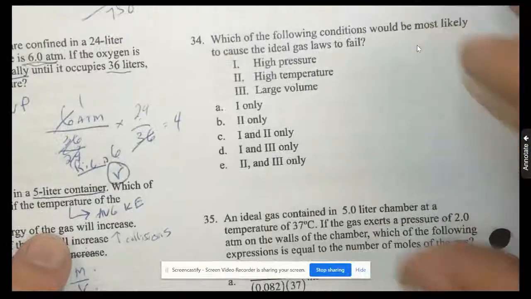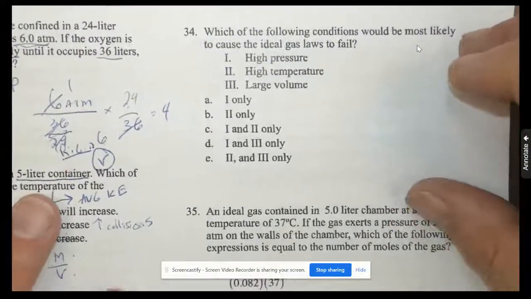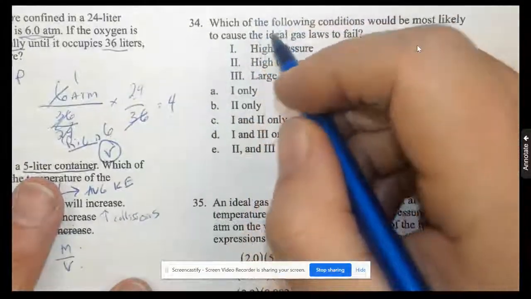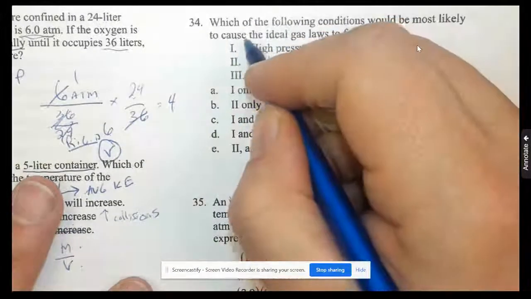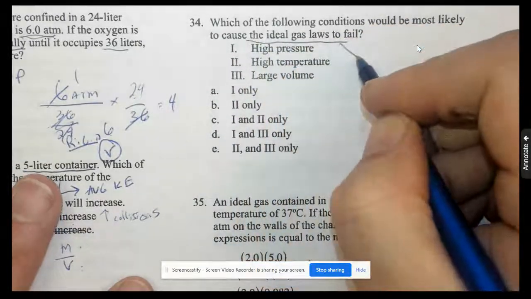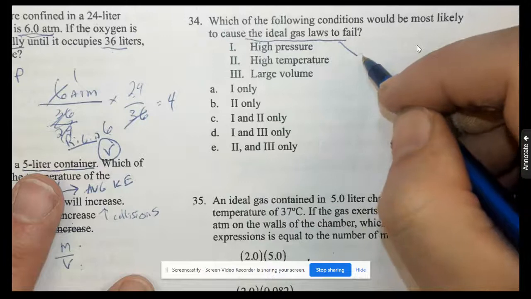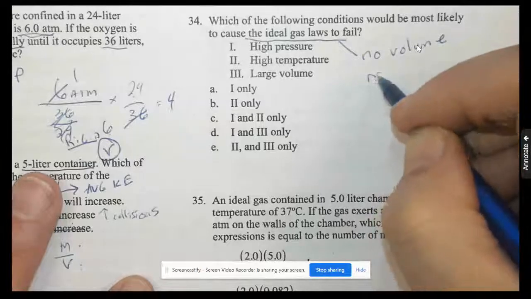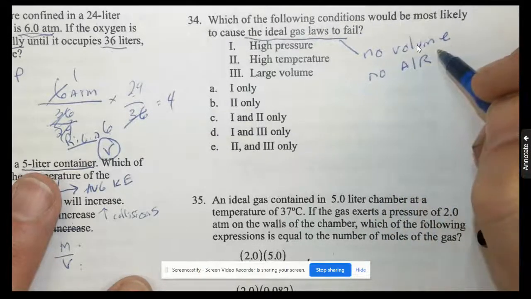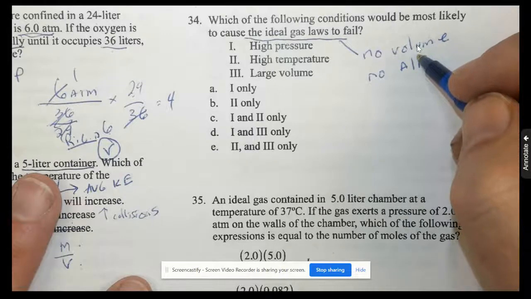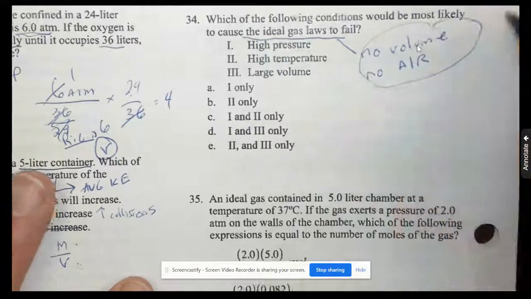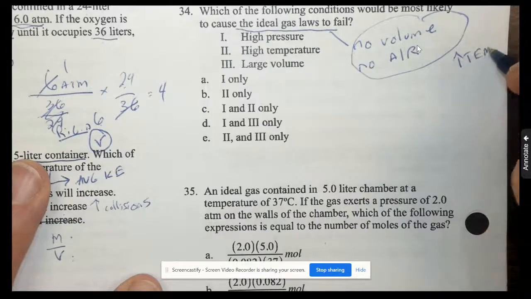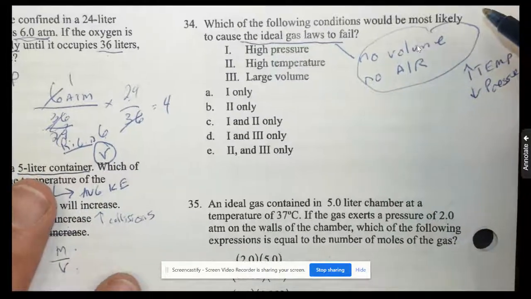of figuring. There's no way you're going to be able to look at any of these and just be like, that's the answer. All right? Nobody does that. Number 34. Which of the following conditions would be most likely to cause the ideal gas laws to fail? To assume we're ideal means we assume that the gas occupies no volume, and we assume that there are no attractive and repulsive forces. Well, those conditions are most likely at high temp and low pressure for these conditions to be met.